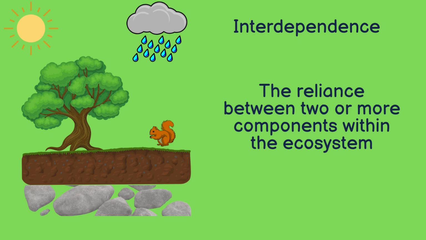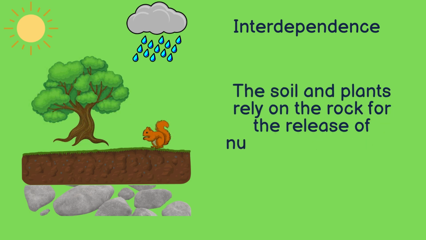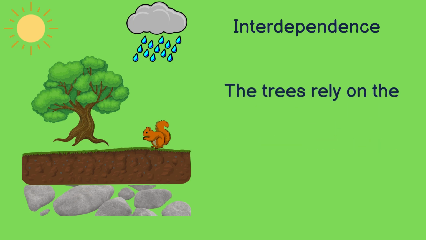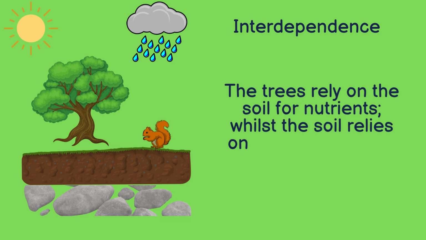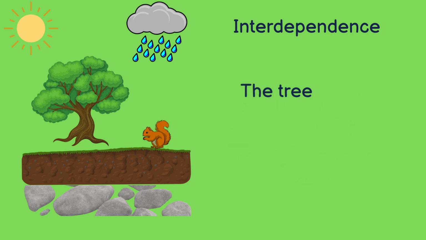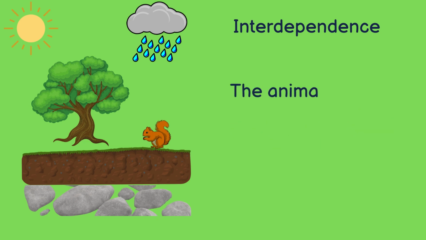For example, the soil and the plants rely on the rock for the release of nutrients and growth. Also, the trees rely on the soil for nutrients, whilst the soil relies on the trees for stability because tree roots bind the soil. Trees may also rely on the sunlight for photosynthesis and rain for uptake of water. Finally, the animals rely on the trees for food sources, nesting or shelters.